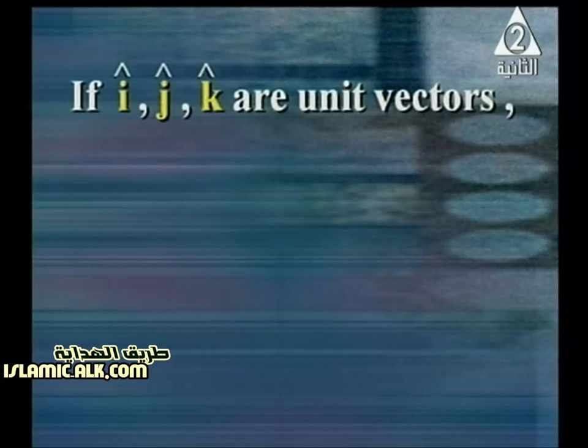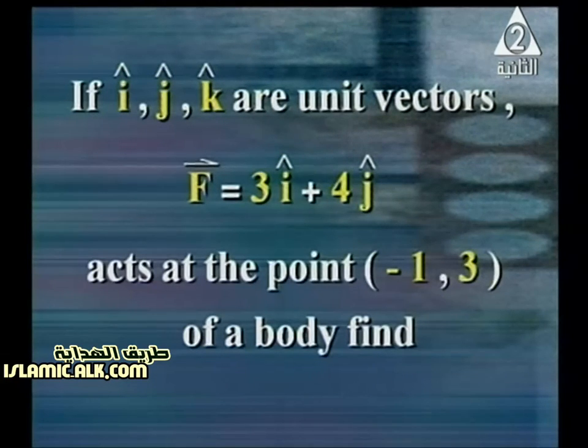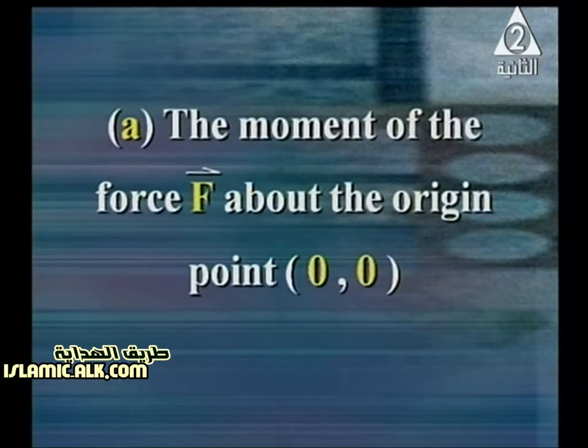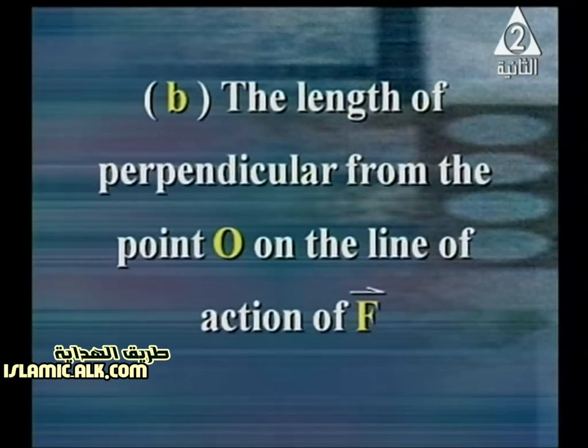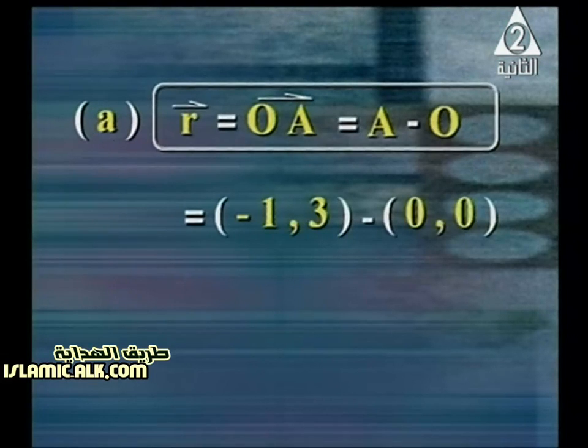If i, j, k are unit vectors and F equals 3i plus 4j acts at the point (-1, 3) of a body, find: A, the moment of the force F about the origin point (0, 0). B, the length of the perpendicular from the point O to the line of action of the force F. Look at the solution.